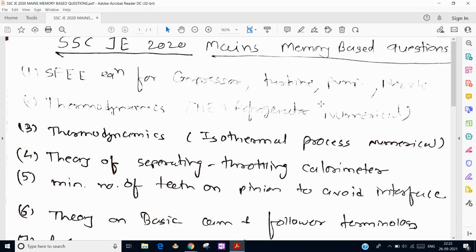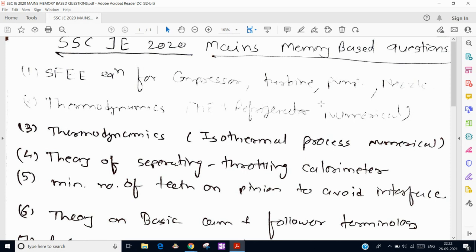So let me clear that up: before 2019, the examination pattern in the mains examination was that you would be provided a separate question paper and a separate answer sheet. But from 2019, like UPSC, there is a combined question paper and answer sheet. You have one question, and below it there is a blank space for writing your answer, and then on the next page you have new questions. So that's why I'm uploading memory based questions here. So let us read them one by one.